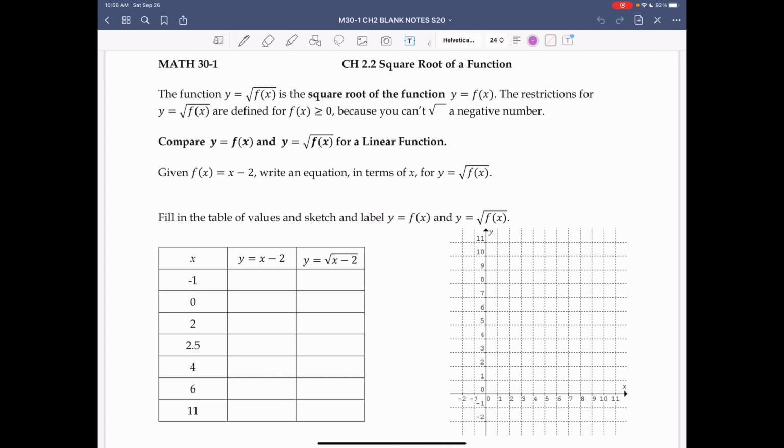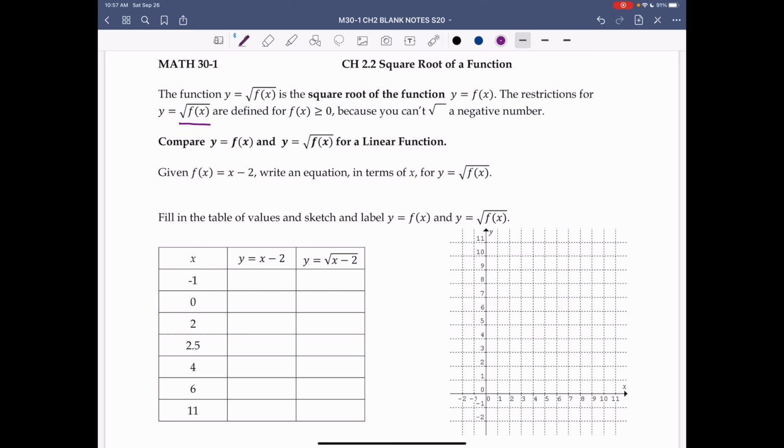Chapter 2.2, Square root of a function. The function y equals the square root of f of x is the square root of the function y equals f of x. The restrictions for y equals the square root of f of x are defined for f of x greater than or equal to 0, because you can't take the square root of a negative number. So if we're putting f of x under the square root, then f of x would have to be greater than or equal to 0 for the square root of f of x to be defined.